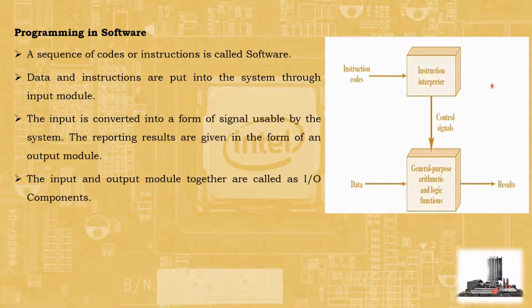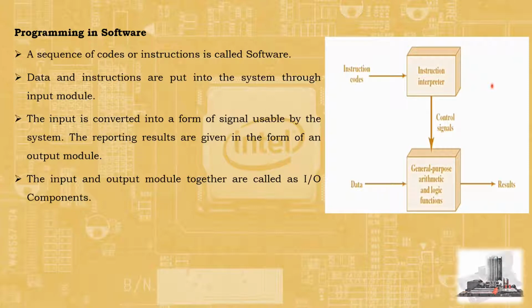Data and instructions are put into the system through the input module. The input is converted into the form of signals usable by the system. The resulting reports are given in the form of an output module. The input and output modules together are called input-output components.